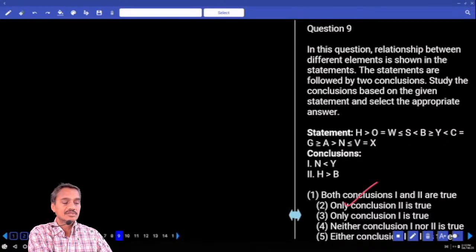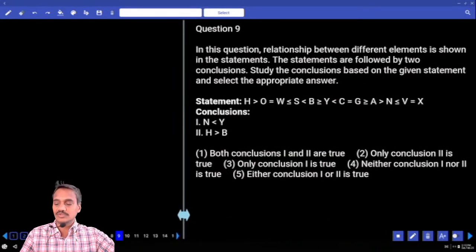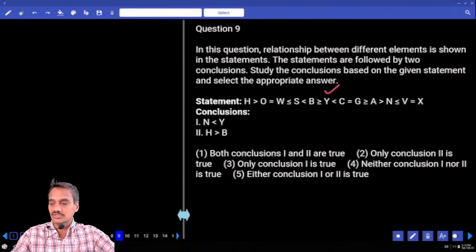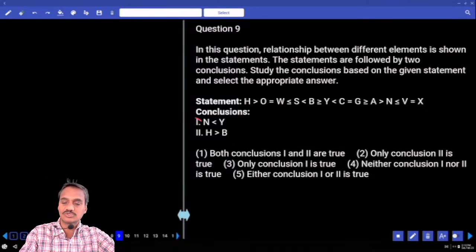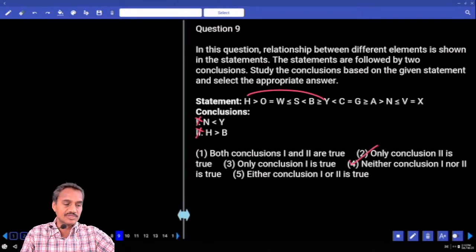And 9, they are based on inequalities, question numbers 9 to 11. Now let us start with this one, 9 to 11. The relation between N and Y. Now Y is here, N is here. Now from Y to N, there is one lesser than, one greater than, two opposite symbols, so no relation can be drawn. And H and B, again between H and B, two opposite symbols, so no relation. And so neither one nor two, choice for question number 9.